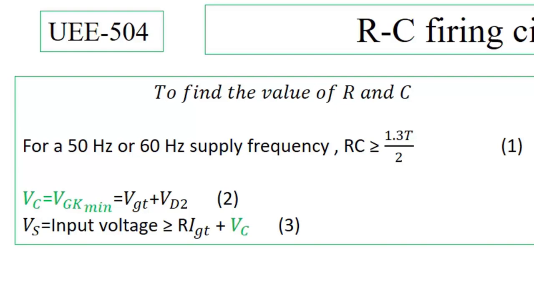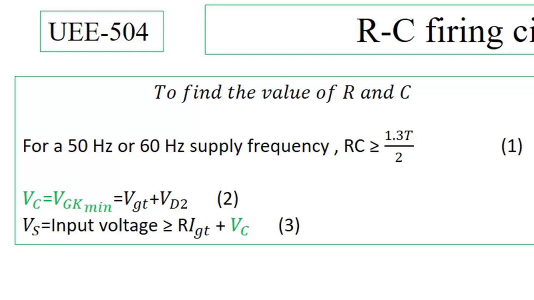Now, Vc is equal to the minimum gate to cathode voltage, I am saying, but actually it is the minimum gate to cathode voltage plus the voltage drop across the diode. If it is a silicon diode, then we have to consider a 0.7 volt drop, and if it is a germanium diode, then 0.3 volt. So likewise we can consider a 0.3 to 0.7 volt drop, and VGT is the triggering voltage or minimum gate to cathode voltage required to turn the SCR on.